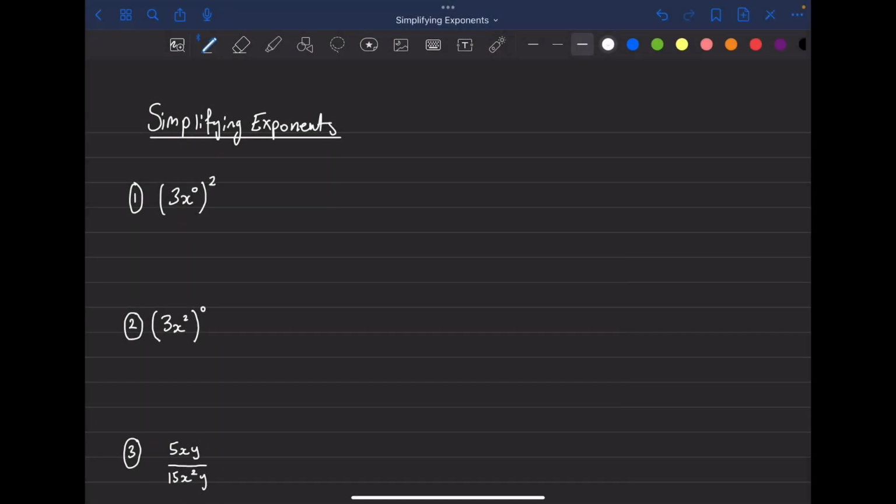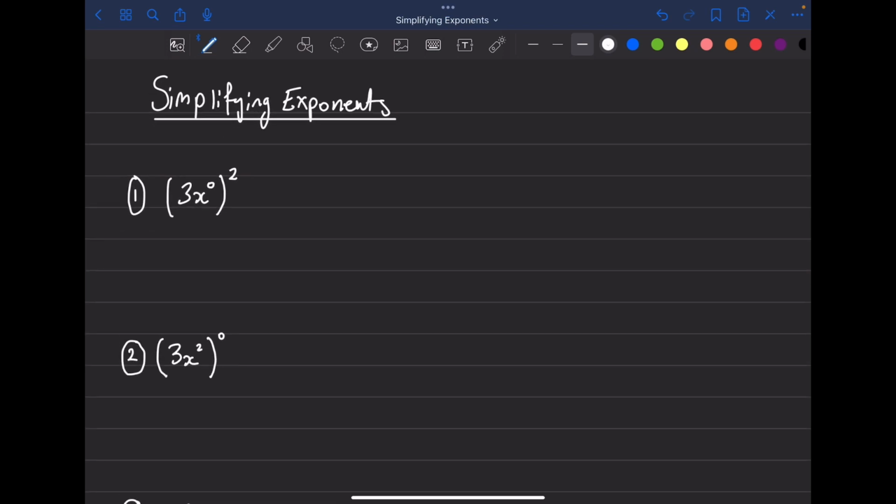Hey, this time we're going to be working on simplifying exponents. So what you should already know are the three exponent rules. If you already know those, you should be able to solve any of these. But yeah, so first up, we have all of this to the power of 2.